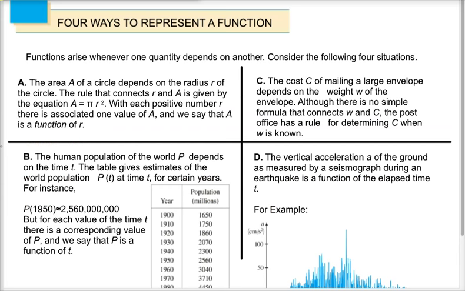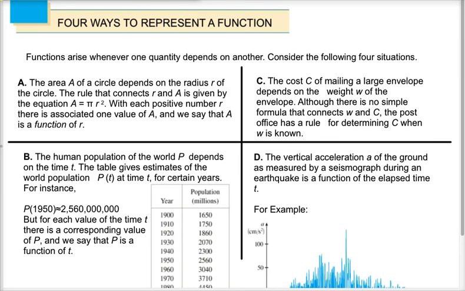A function arises whenever one quantity depends on another. Consider the following 4 situations. The area of a circle depends on the radius r of that circle. The rule that connects r and a is given by the equation a equals pi r squared. With each positive number r, there is an associated one value of a, and we say that a is a function of r.